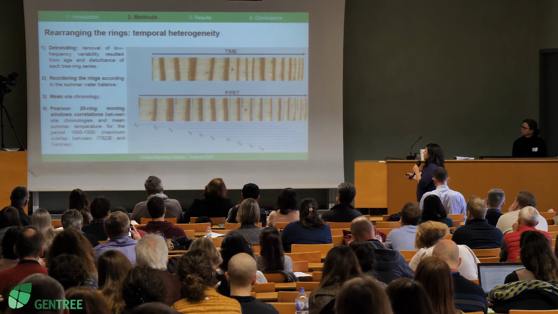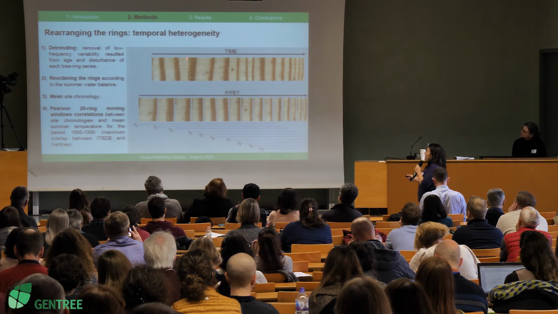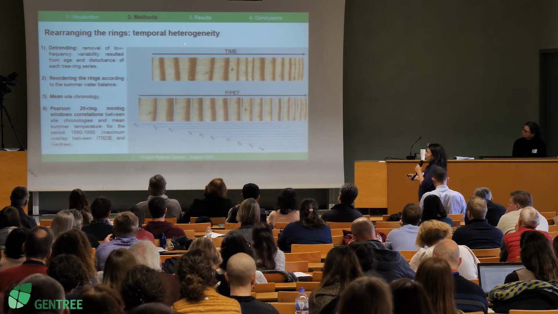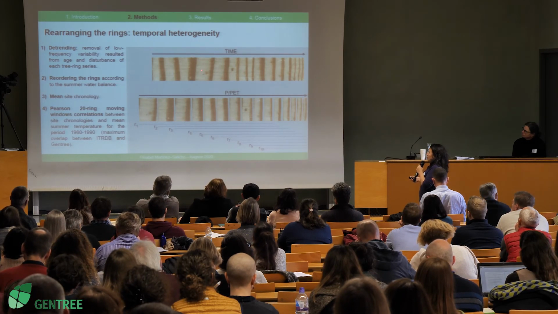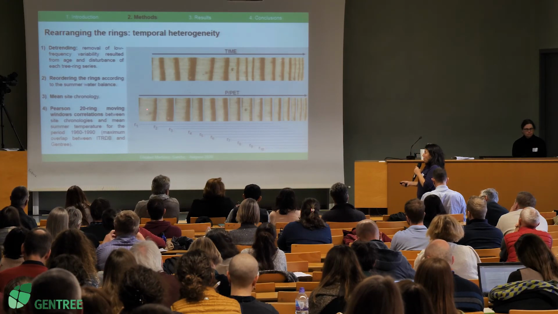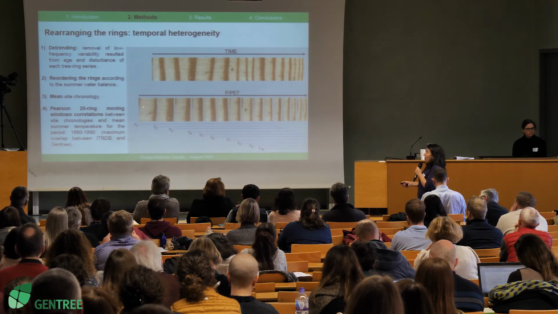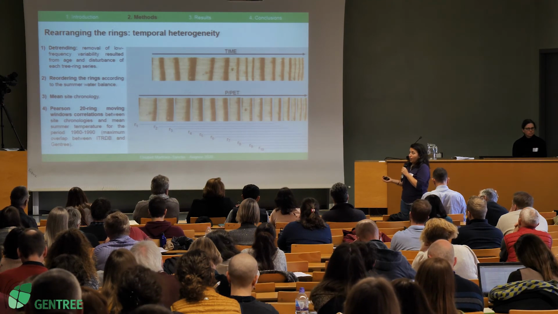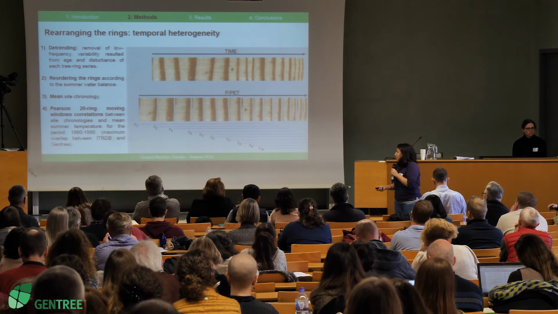The upper part is the normal tree ring series, so all the rings are organized by the time scale, which means this year is 1956, this year is 1957, 1958, and so on. So basically what we do here, we reshift all the rings and we arrange them by the water balance, which means that the ring that was here, now it's here because it has the higher water balance. And this ring that was here, now it's here because it's the year that has the lower water balance.